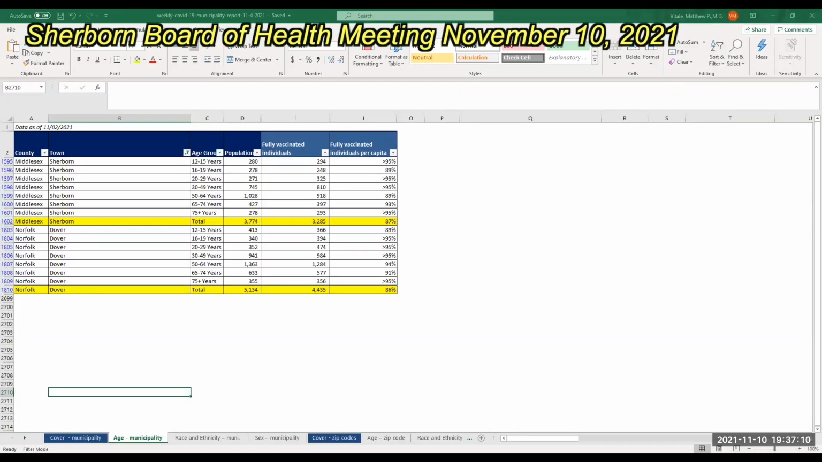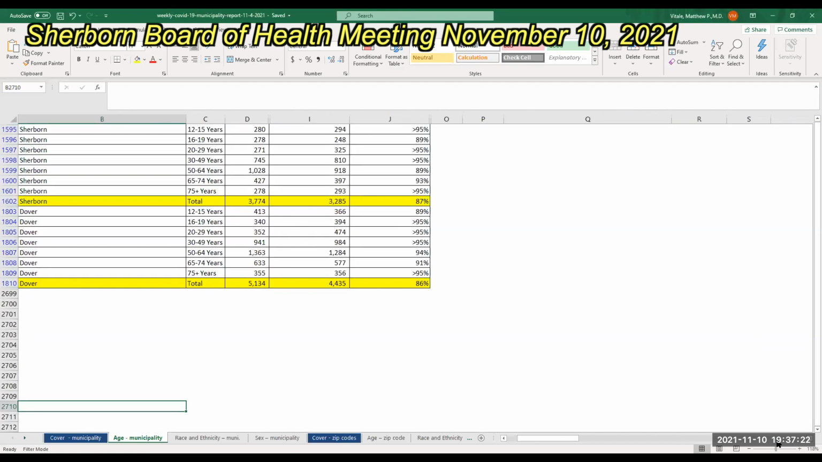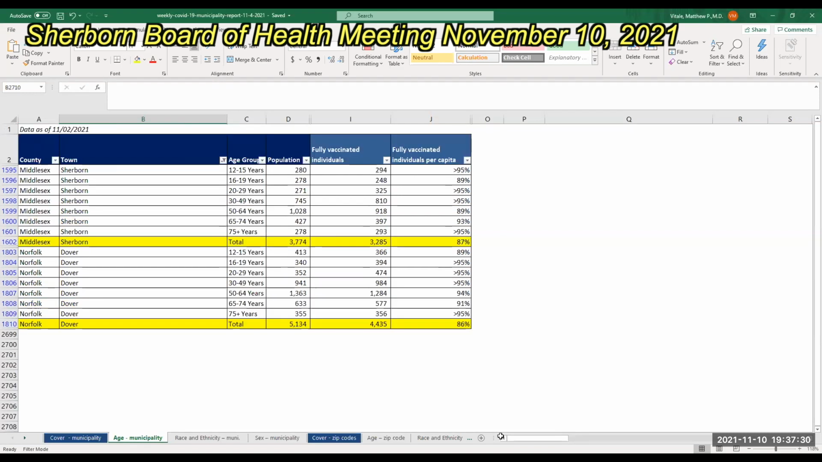Can folks see the weekly COVID municipal report on the screen now? And is it adequately magnified? A little bigger would be nice. So this data is again from the state. I think the state data has been helpful, but all of it has some set of limitations. This is one of their tables filtered for Sherborn and Dover. I have pulled out the partially vaccinated data and focused on this subset. So I've hidden some columns here, so this is a subset of the data one would see from that report.